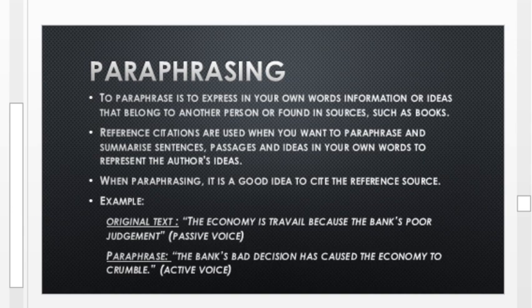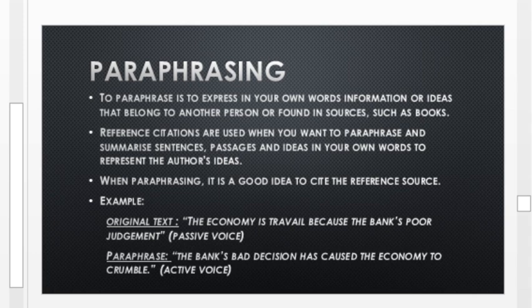Meanwhile, paraphrasing is one way for you to express in your own words the information or ideas that belong to another person or are found in sources such as books, e-books or journals or e-journals or websites or blogs. And then reference citations are used when you want to paraphrase and summarize sentences, passages, and ideas in your own words to represent the author's idea. So in paraphrasing, you change the sentence, you change the words, but you still bring the meaning.